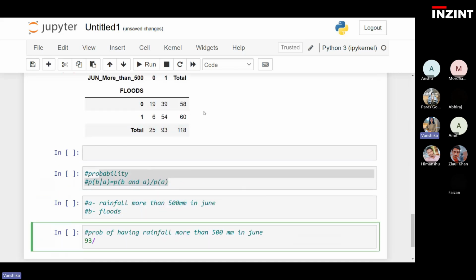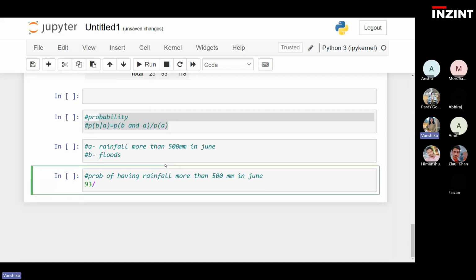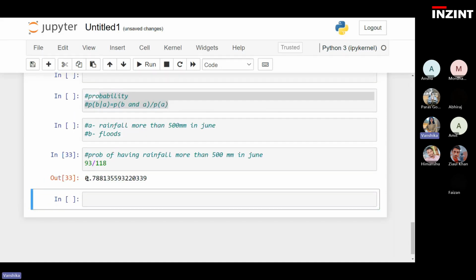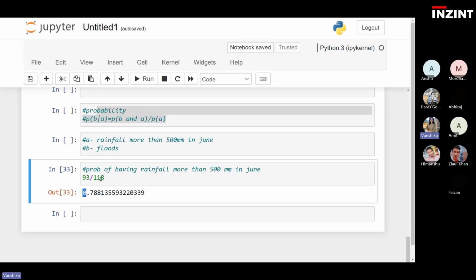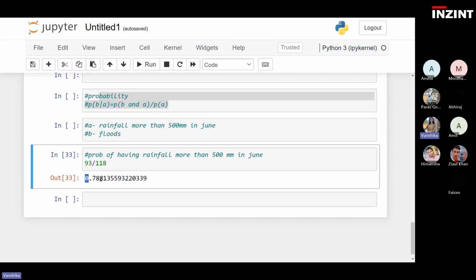And what is my sample space here? Can you tell me total rainfall कितनी होगी? Yeah, 118, correct. So 118. So there is a 0.78 probability of rainfall being more than 500 millimeter in June.